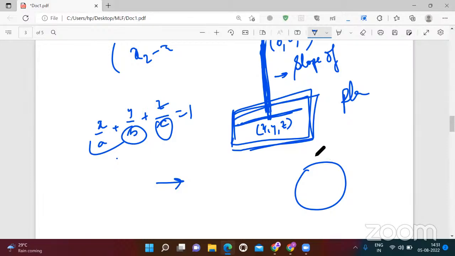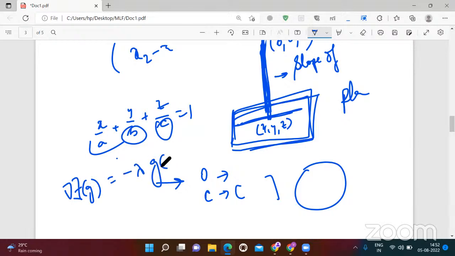So in those problems, I guess you can solve with the basic approach also. But if you are not aware, you can just go with the Lagrange. What's the problem in that? You have the objective function, right? You have the constraint function. Okay, so you can solve with that equation: del f equals minus lambda times del g.